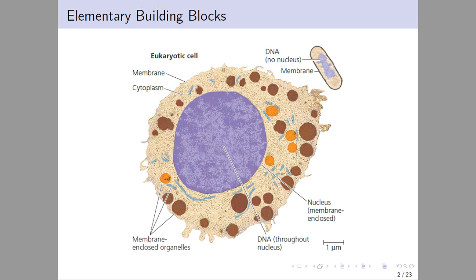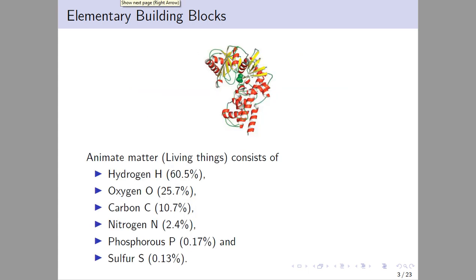Each part in the cell consists of biomolecule. So let's say a membrane, cytoplasm, DNA, nucleus, all composed of the biomolecule. Okay, so biomolecule is the elementary building block for our cell. So what are the elementary building blocks?